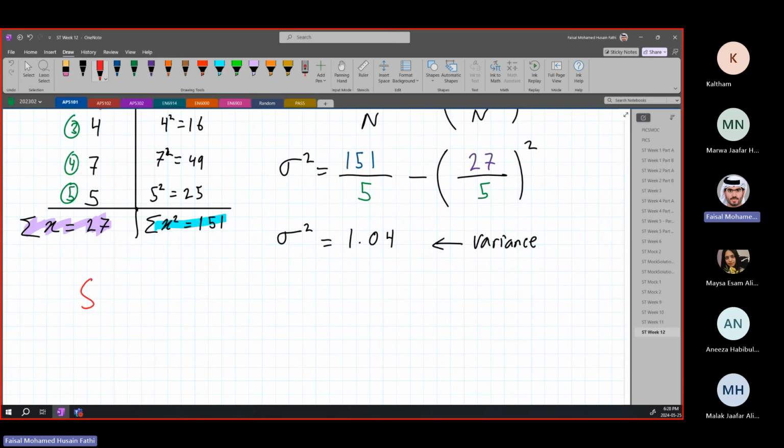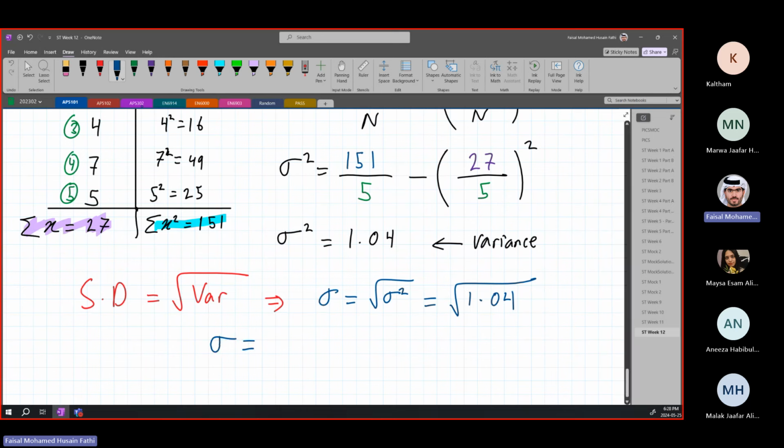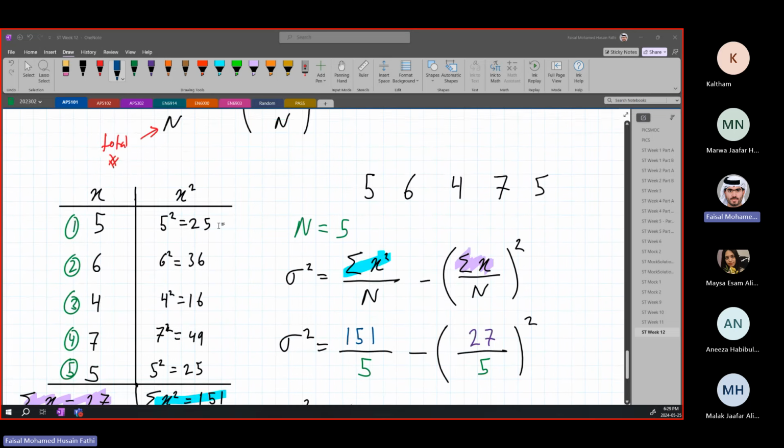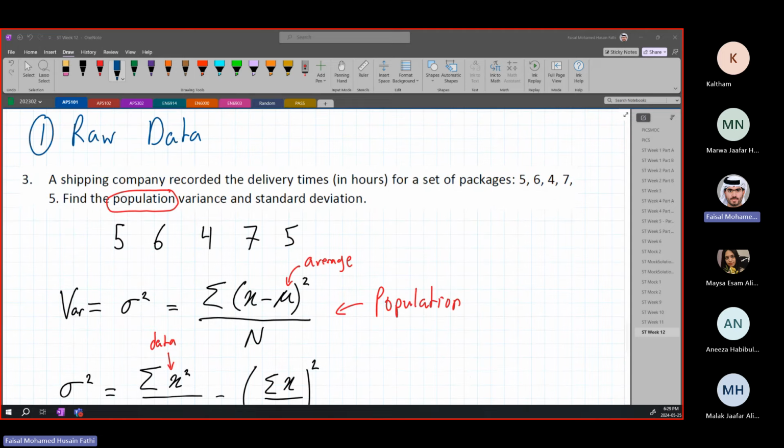Very simply, the standard deviation is going to be equal to the square root of our variance, or in other words, sigma is going to be equal to the square root of sigma squared, which is equal to the square root of 1.04, right? So our standard deviation is going to be the square root of that number, which is 1.02, all right? And that's how you would find your standard deviation when it comes to raw data, and if it's asking for population. Okay.